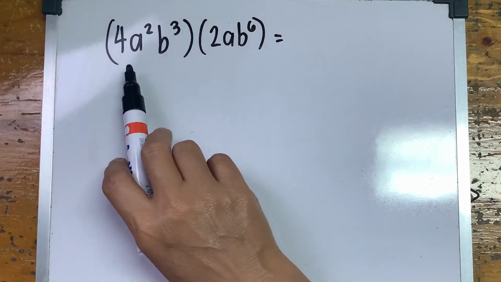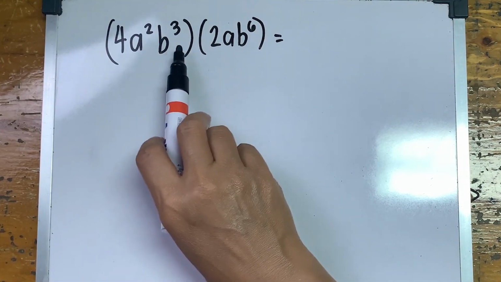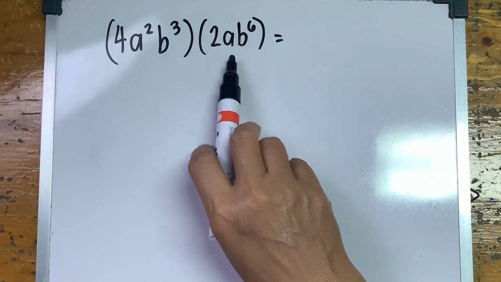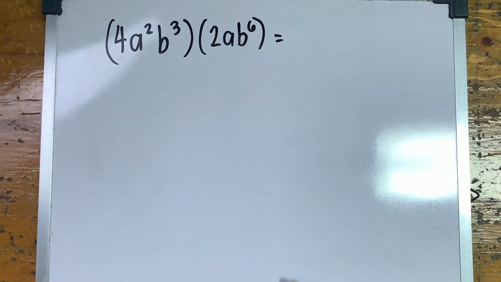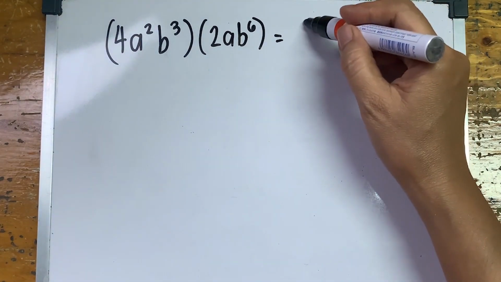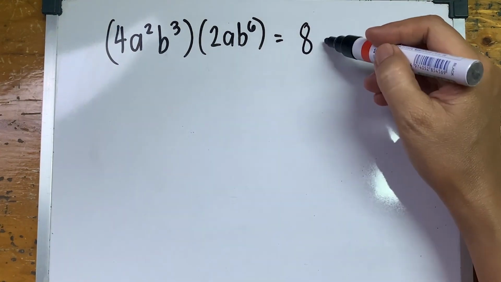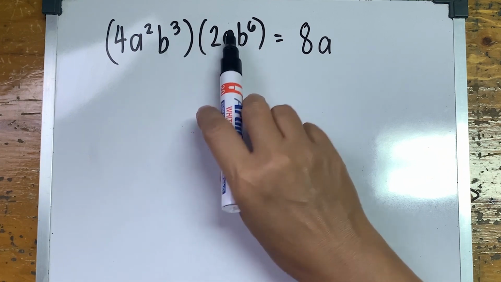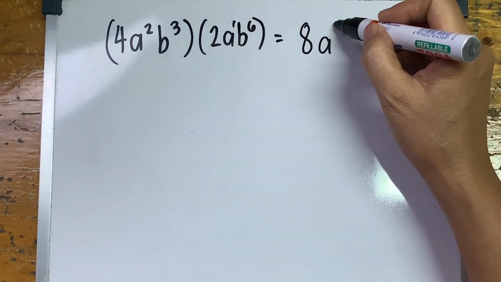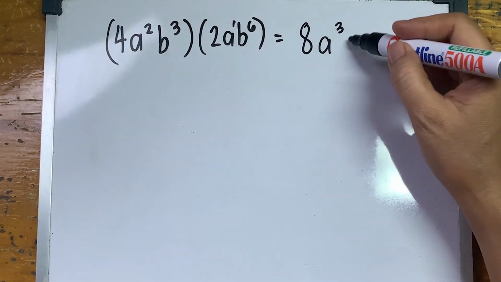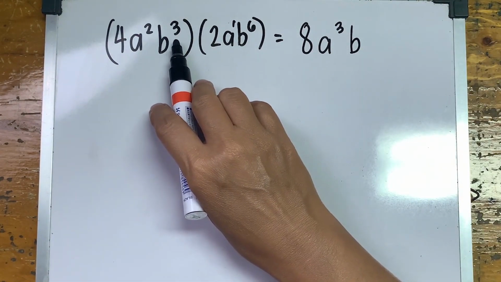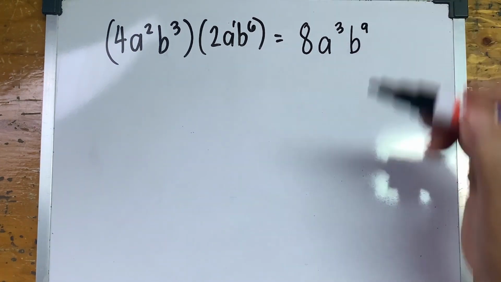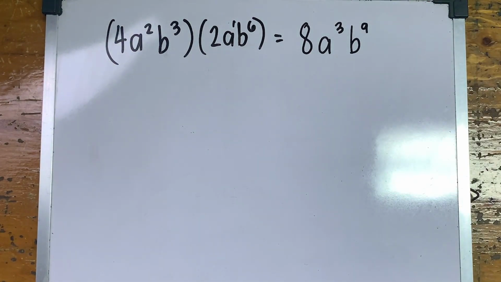For our next example, the quantity 4a squared b cubed multiplied by the quantity 2ab raised to 6. We have to work first with the numerical coefficient. So here, we have to multiply 4 and 2, which is 8. And then a. And then look at the exponent. So it's 2 plus 1, a to the third power. B, all you need to do is add exponents. 3 plus 6 is 9. So the answer there is 8 a cubed b to the 9th power.